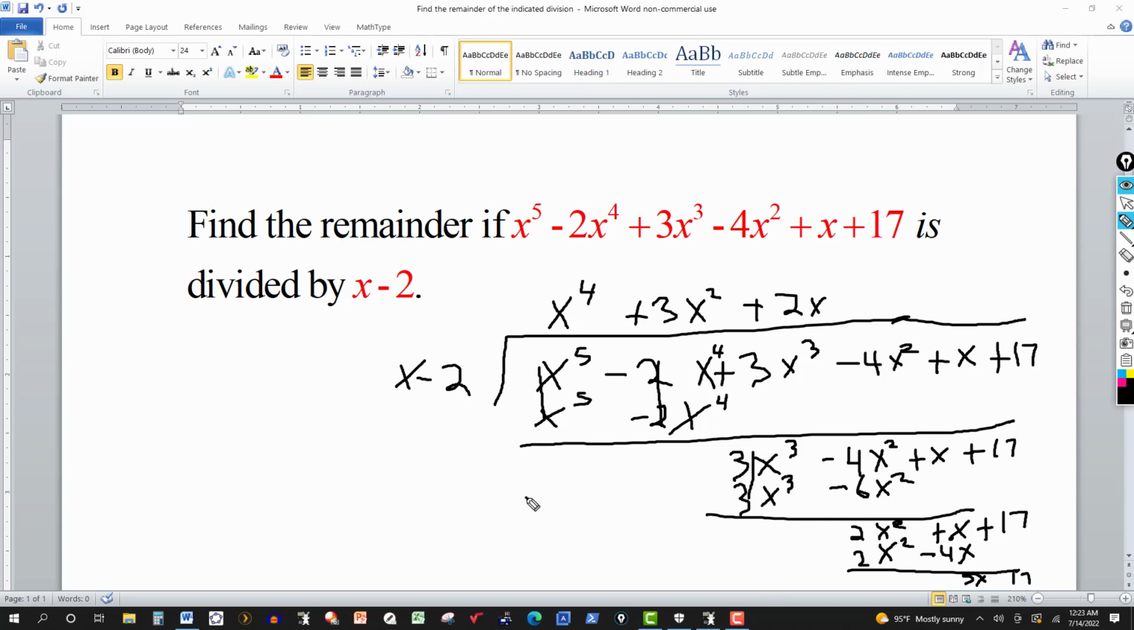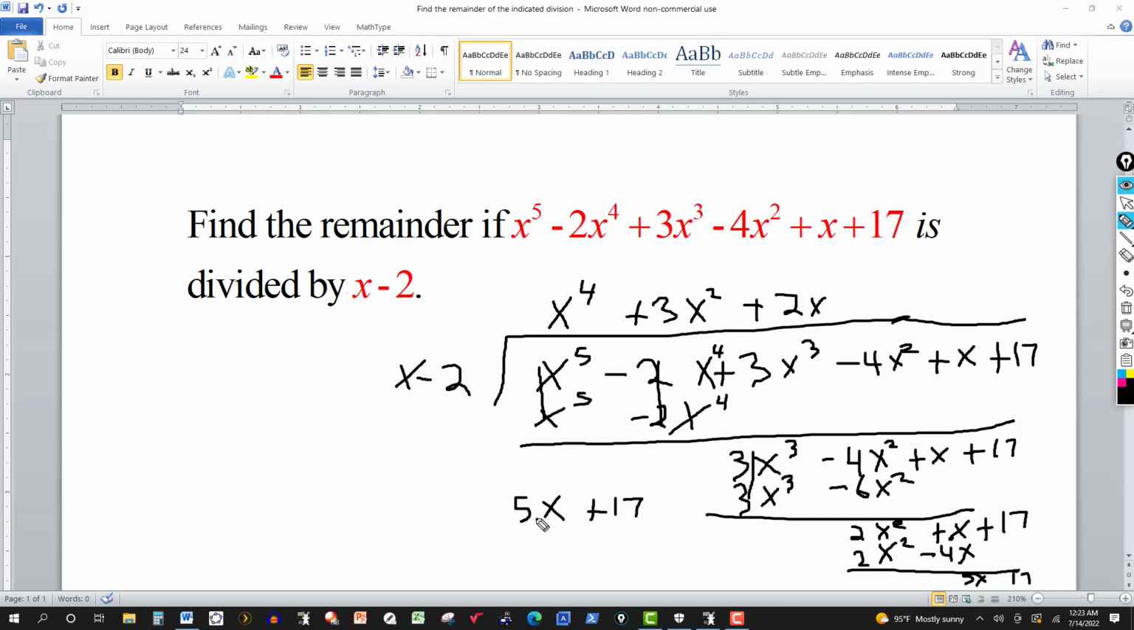And then I'm going to bring it over here to the side. Run out of space there, so 5x, and that's a plus 17. This is still your remainder here. And notice it has degree 1. The divisor has degree 1. So this has to be less than 1. So we can divide again.